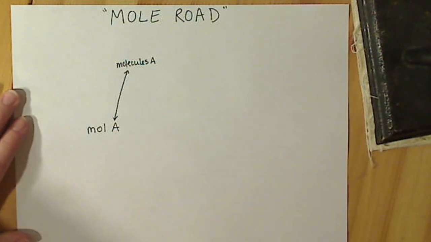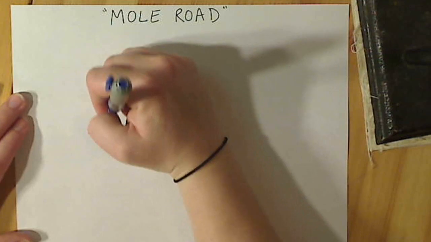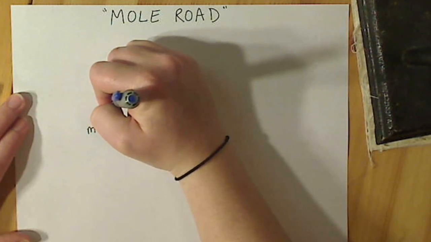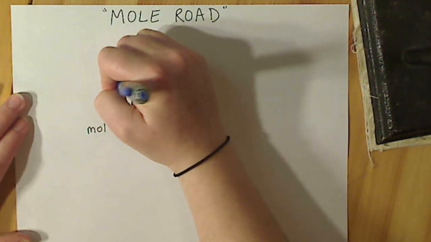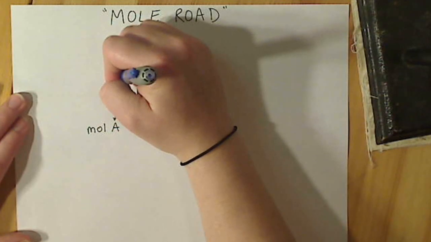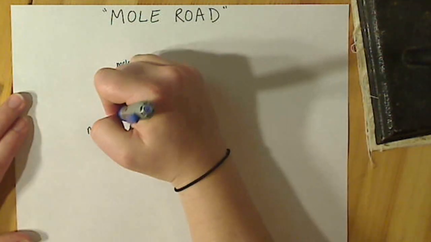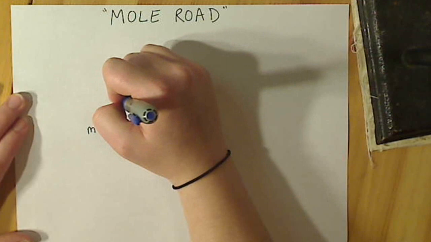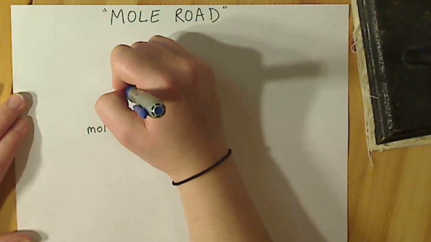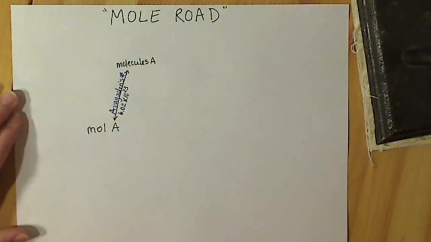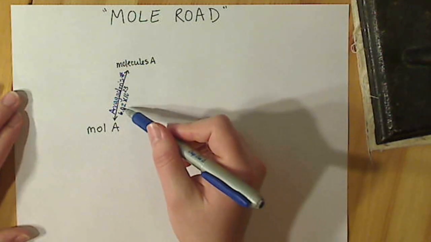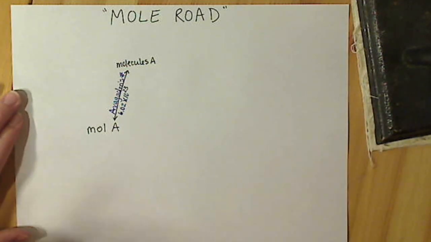And we did that conversion by using Avogadro's number. And so that was 6.02 times 10 to the 23rd. Remember, that's a number that you're going to want to have memorized.